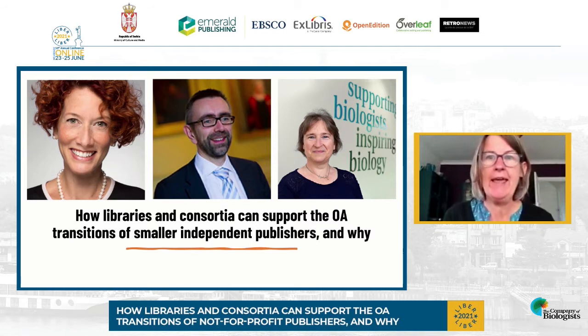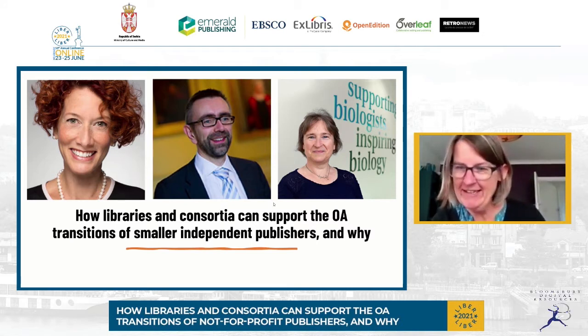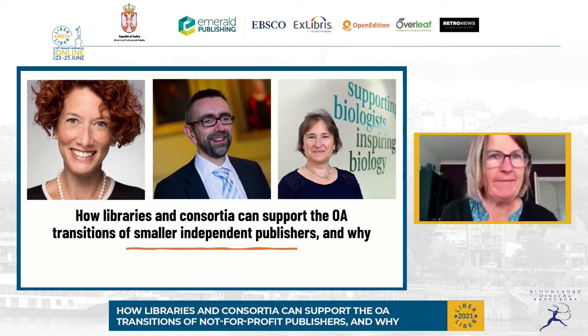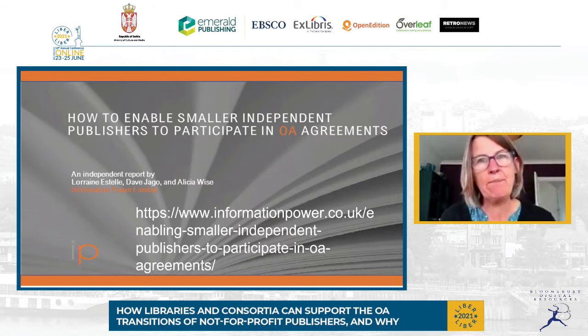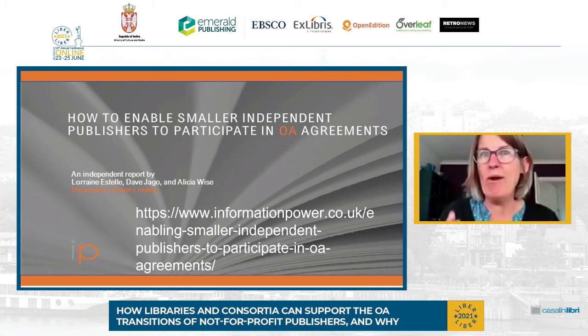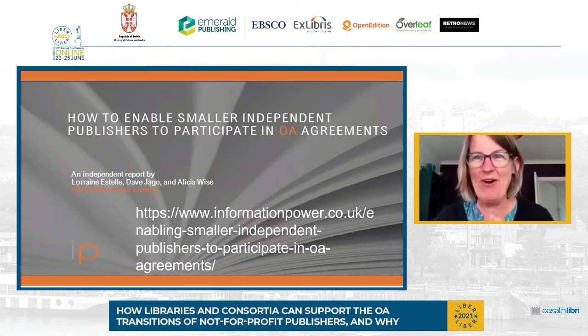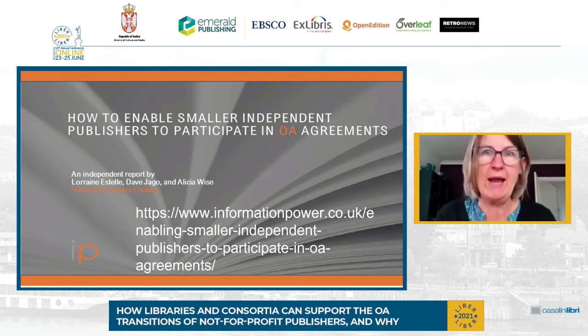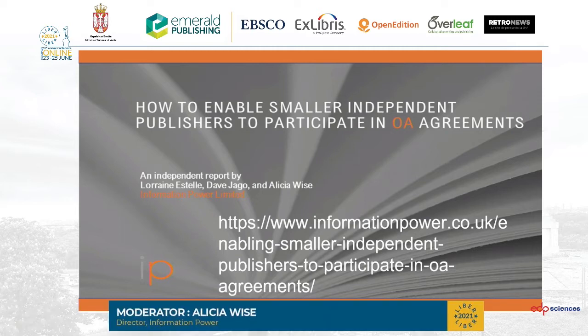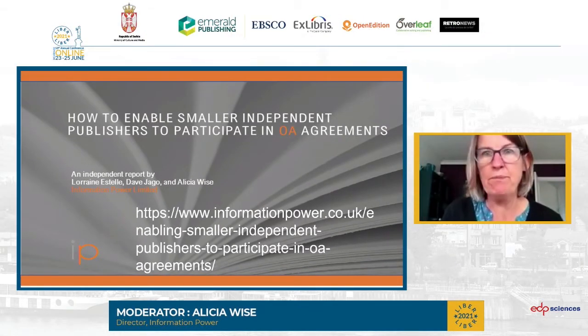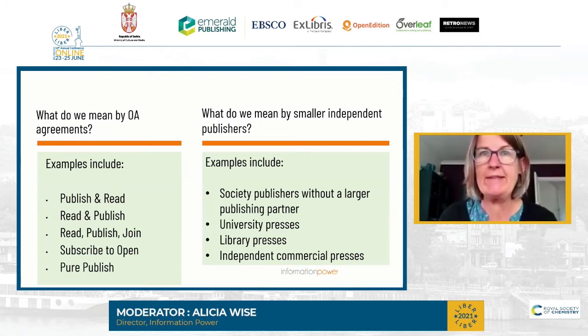The context for today's discussion is that, if I can advance my slide, which I can't. There we go, very recently a report was published on behalf of Coalition S that was focused on exactly this topic. The URL for the report is at the bottom of the screen. It's not the most friendly URL, but you are free to look at the report in your free time if you would like to do so. The reason Coalition S commissioned this work was to look at the impact of transformative and other sorts of open access agreements and their availability for smaller independent publishers to participate in over the last 18 months or so.